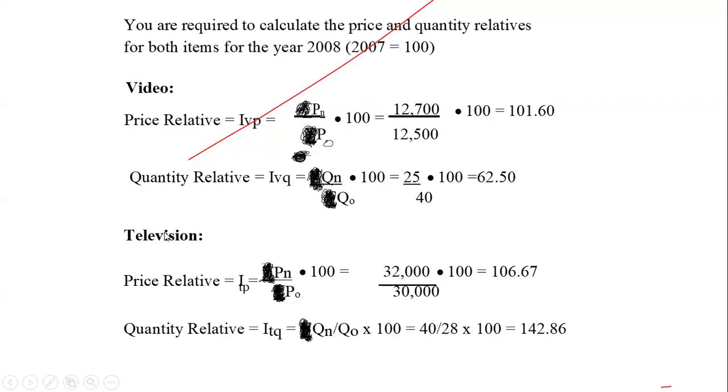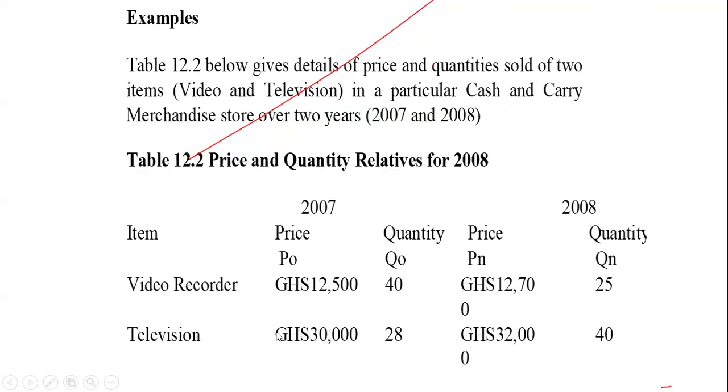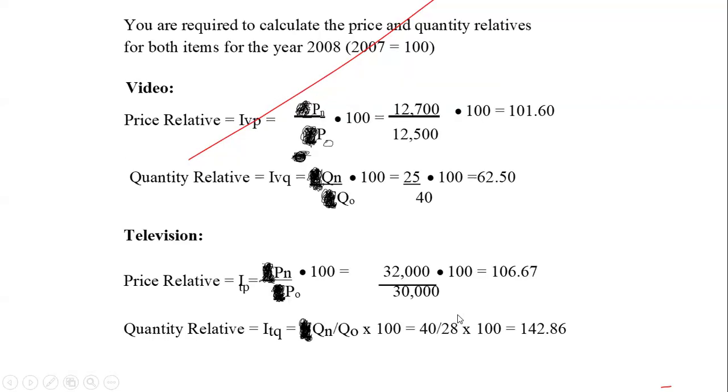Then you go and do the same thing for the television. You look for the price relative and the quantity relative. If you are looking for price relative, under television, the price relative is Pn divided by P naught times 100. Your Pn, you should know where it is. 32,000 divided by P naught, 30,000 times 100. If you need the quantity relative, that will be Qn divided by Q naught times 100. So that is all that you see there. Very simple if you follow and understand the procedure.